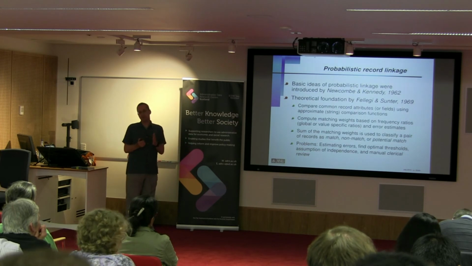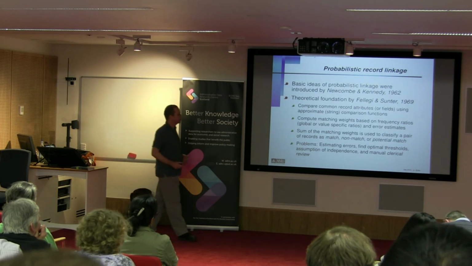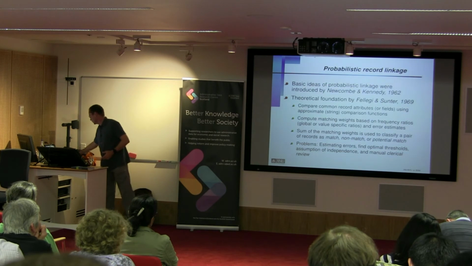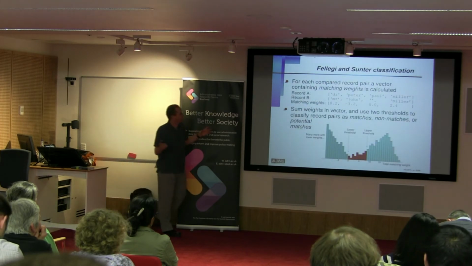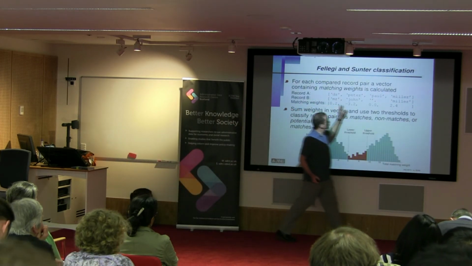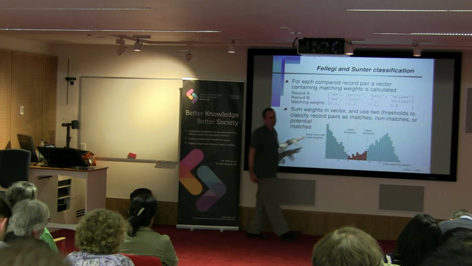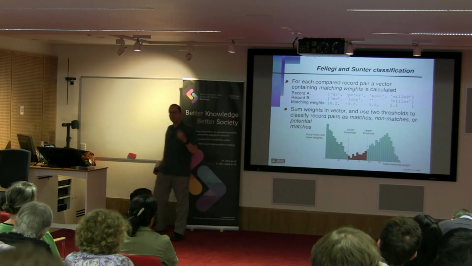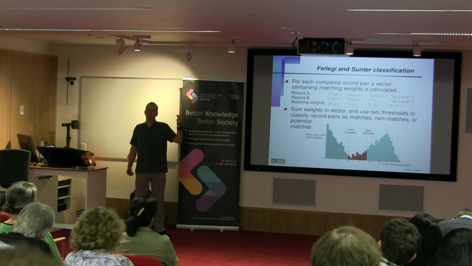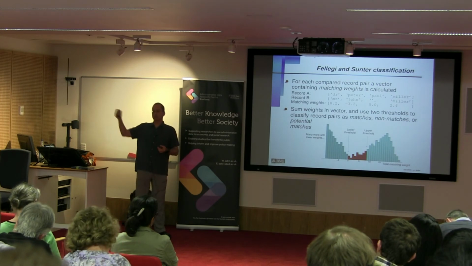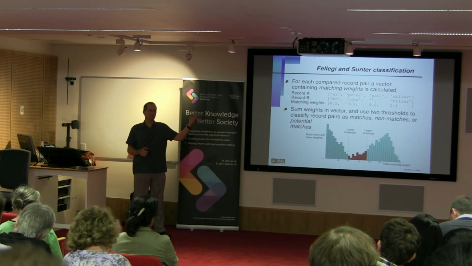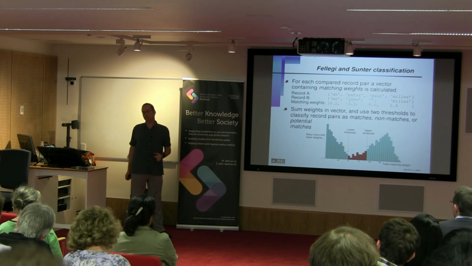The assumption of independence. And then, of course, the whole issue that we link, so we sum all these numbers together into one single number. We're losing a lot of information here. So every record is represented by a single number. If it's positive, it's a match. If it's negative, it's a no-match. And if it's somewhere in between, it's a potential match.